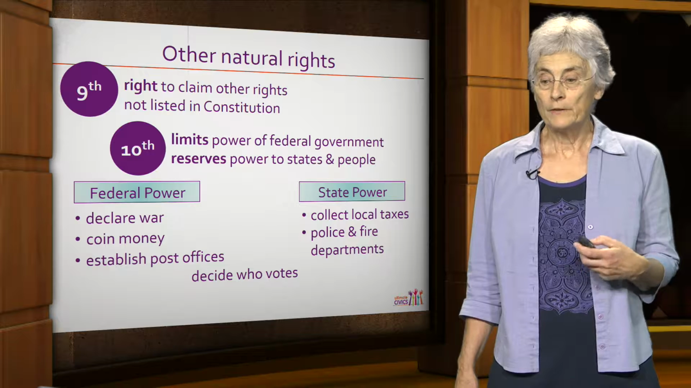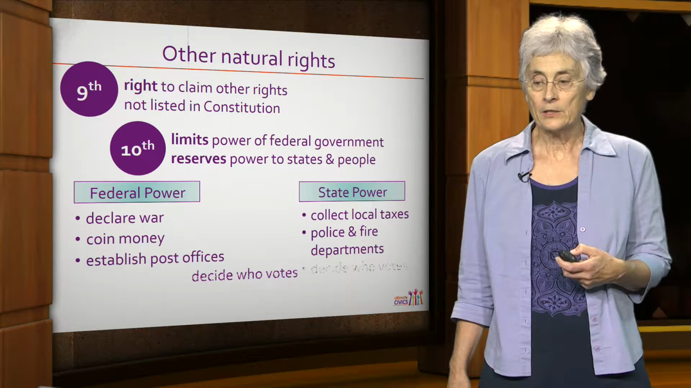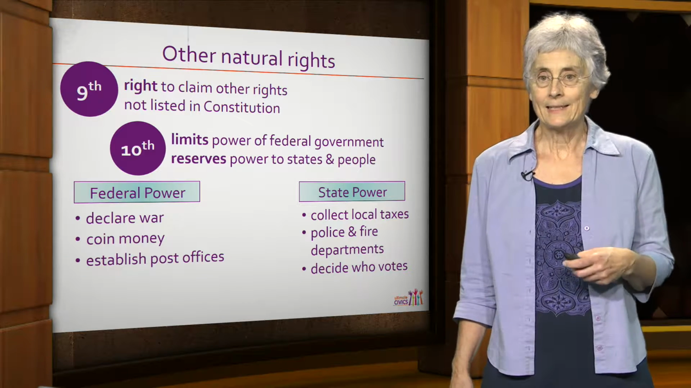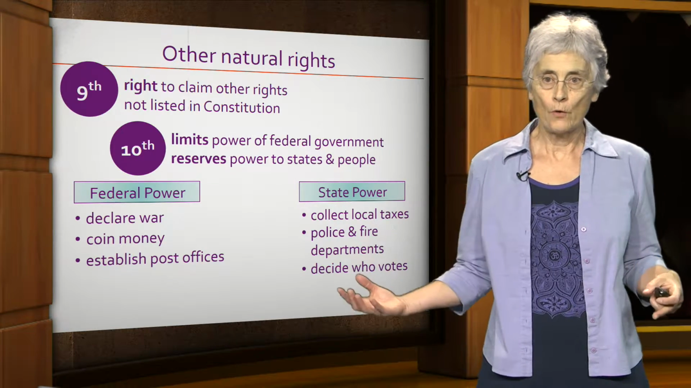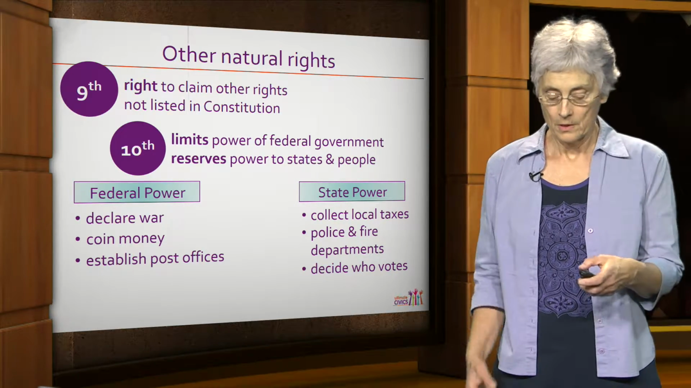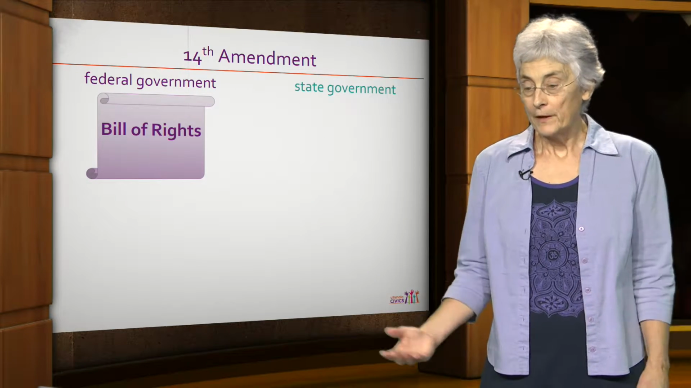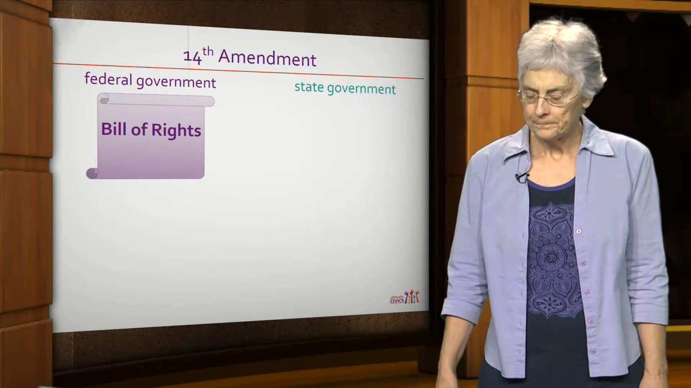This is a point of confusion at first. It's actually the states that get to decide who votes, but the federal government can set some overarching rules. The federal government or the people by amendment.